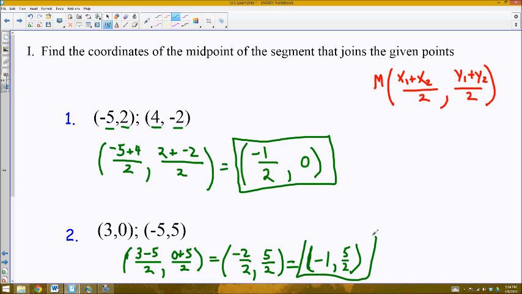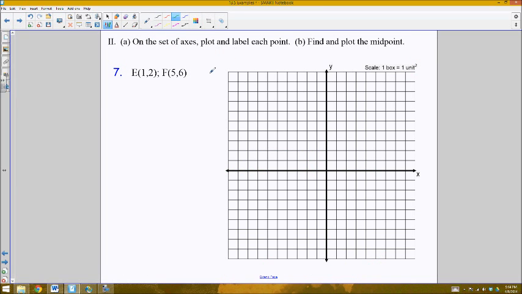So there's the coordinates of my midpoint for this segment. We can also look at this graphically. So for this one, on the set of axes, I'm going to plot these 2 points and then find and plot the midpoint. So first I'll plot point E. Now on this, my scale is 1 box is equivalent to 1 unit, so I'll go over 1, up 2, and plot E. And then I'll go over 5, 1, 2, 3, 4, 5, and up 6, 1, 2, 3, 4, 5, 6, and plot F.